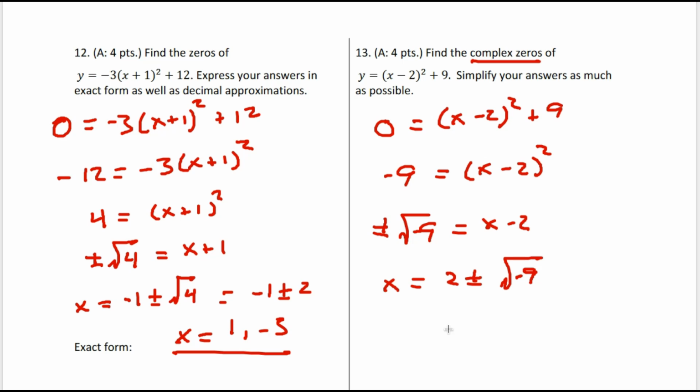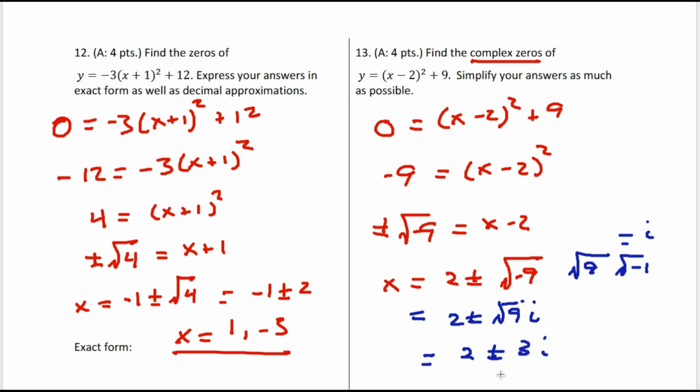All right, we've got a little simplifying to do. So this is equal to 2 plus or minus the square root of 9 times i. So remember, I can break this up into the square root of 9 and the square root of negative 1. The square root of negative 1 is i. Okay, so that's where this comes from. And now I can take the square root of 9. The square root of 9 is 3. So I get 2 plus or minus 3i. Those are the two complex numbers that, when you substitute in for x, would actually make the function 0.